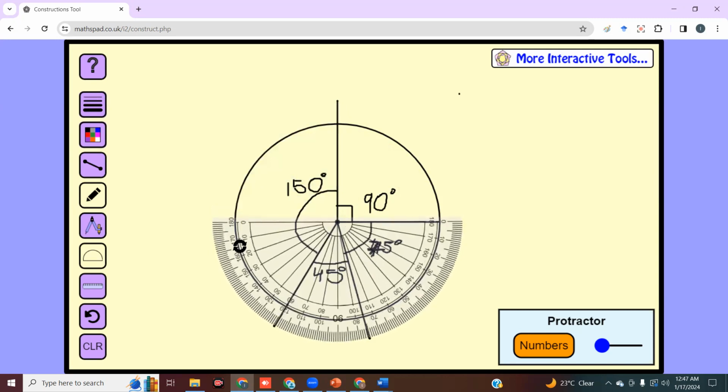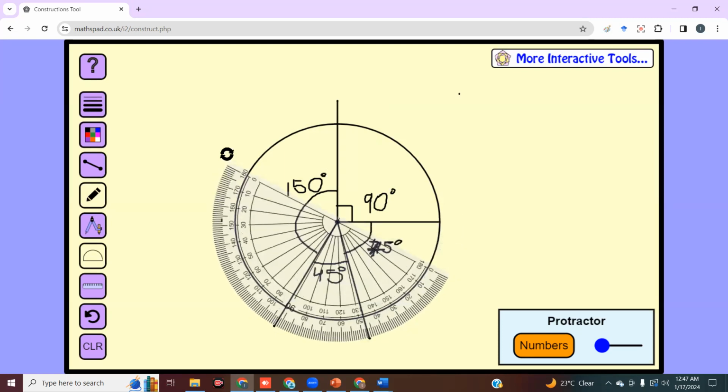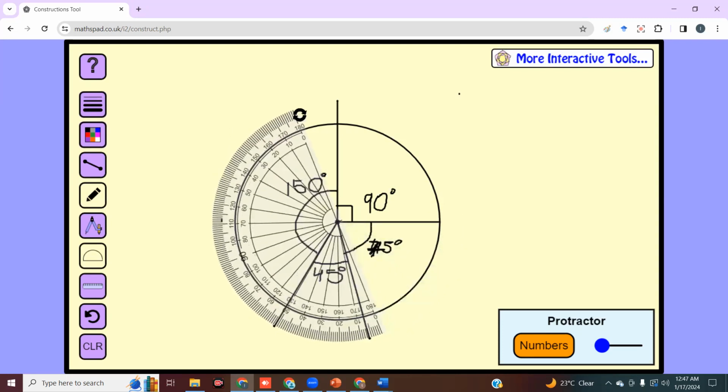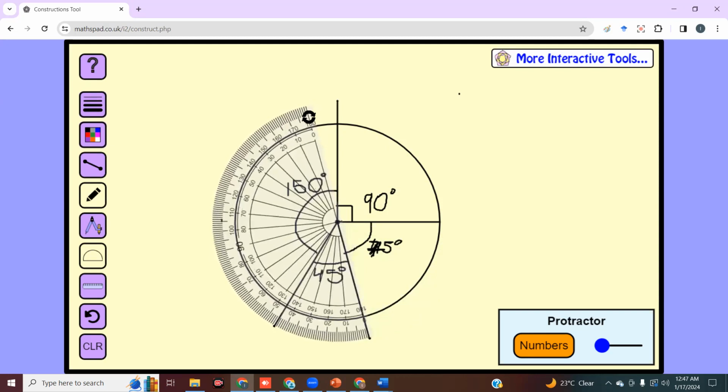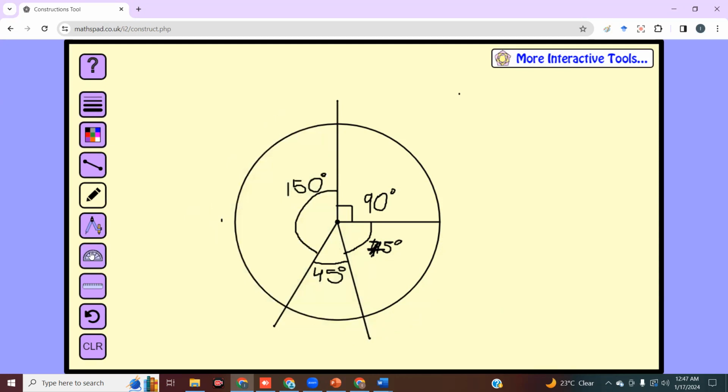Okay, let me move this over. We start at 0, 10, 20, 30, 40, 50, 60, 70, 75. Okay, and so let's do 45. We start here at 0, 10, 20, 30, 40, 45. And so that means that our pie chart is accurate.